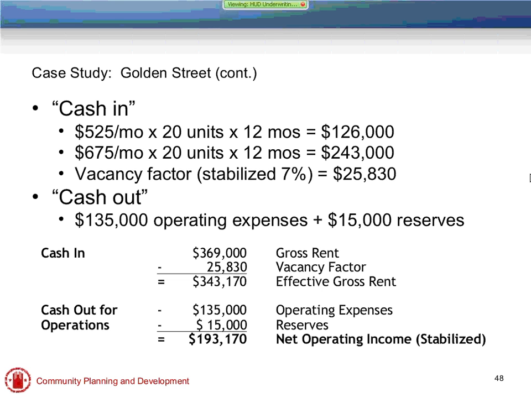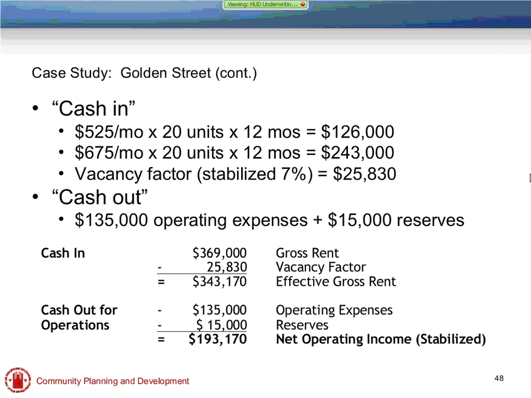this says 20 units. I think I did that number wrong. Times 12 months, so $243,000. And this is actually 30 units. The answer of 243 is for 30 units. Okay, so then these two numbers together give us our gross rent. We subtract out of that a stabilized vacancy rate of 7%.